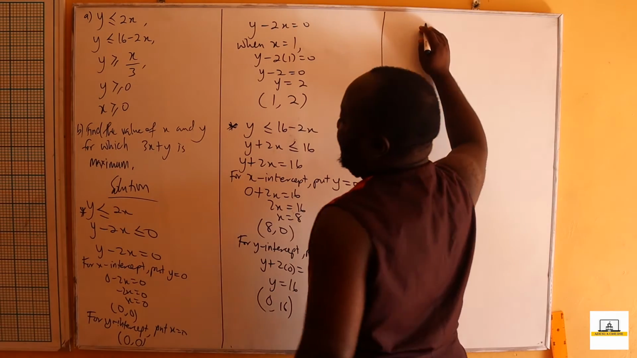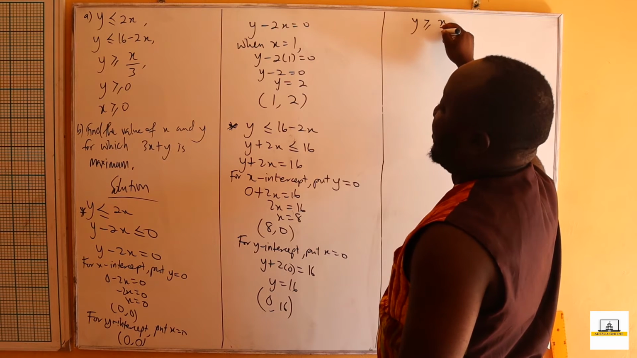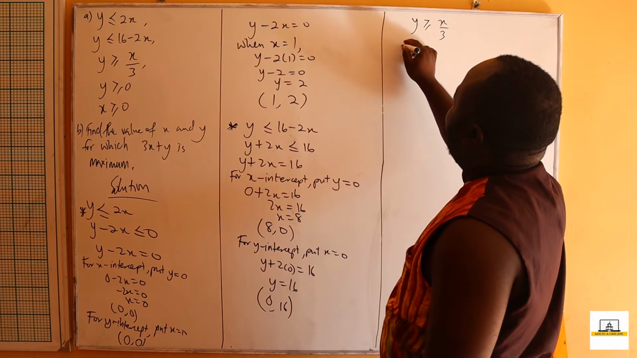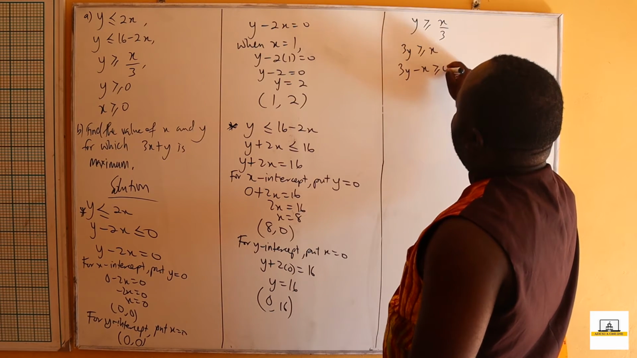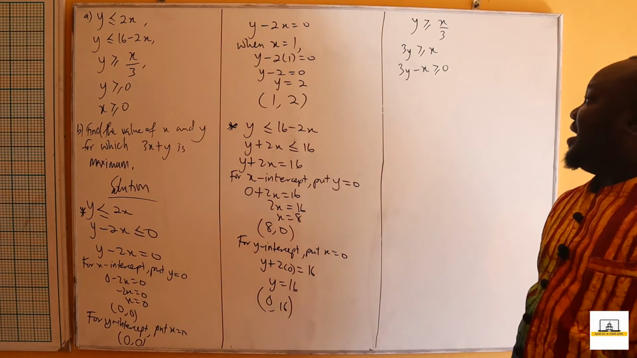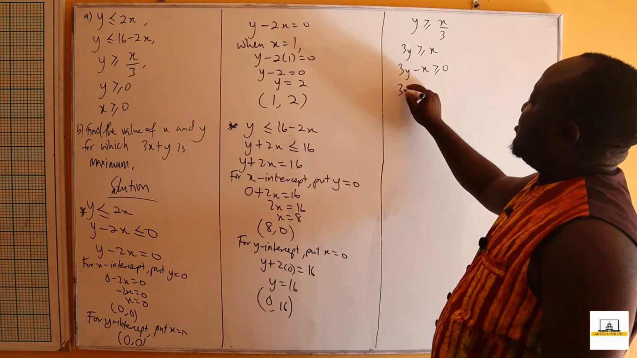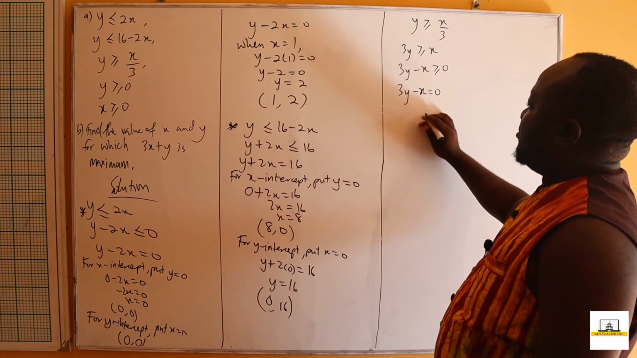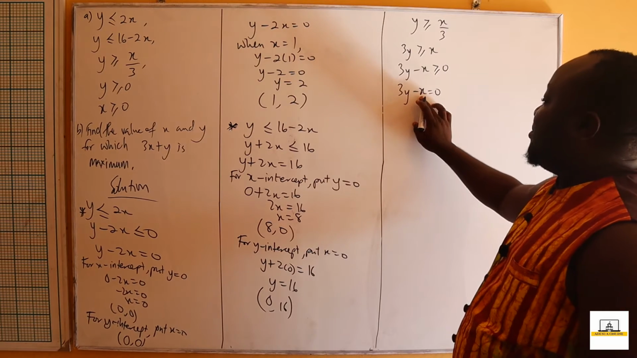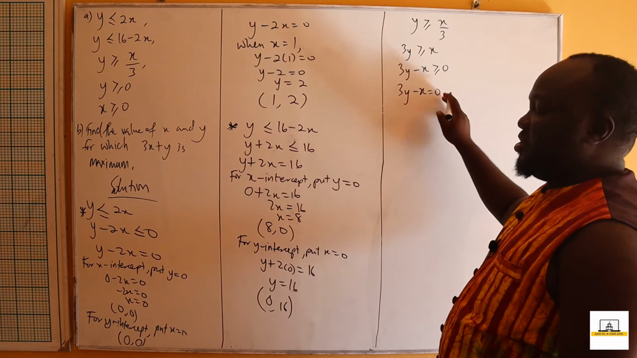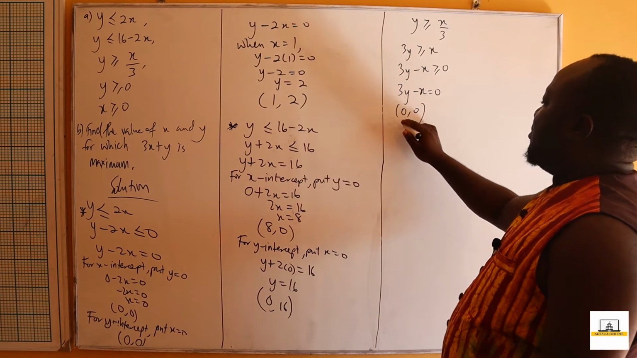Then we move to the third one. We have y is greater than or equal to x over 3. When I multiply both sides by 3, I have 3y to be greater than or equal to x. So 3y minus x is greater than or equal to 0. This is another straight line, and I can change this to equal to if I want to find the x and y intercepts. So I have 3y minus x is equal to 0. For y-intercept, when we put x equal to 0, we realize that 3y will be equal to 0, y is equal to 0. So I have (0, 0). And then when y is 0, x is also 0. So I have (0, 0).